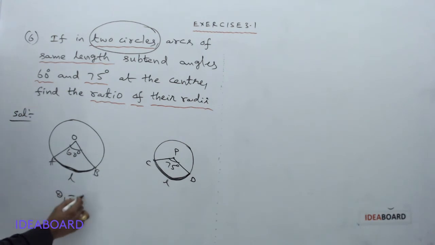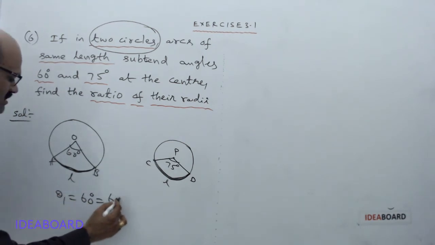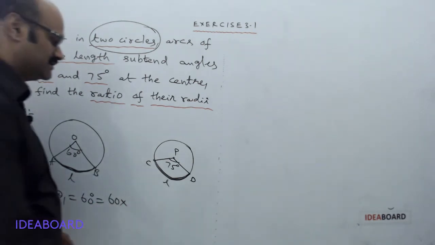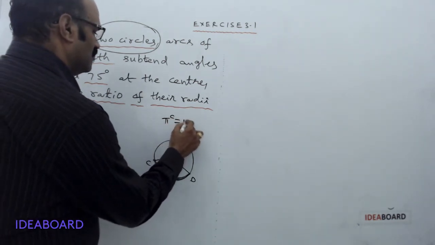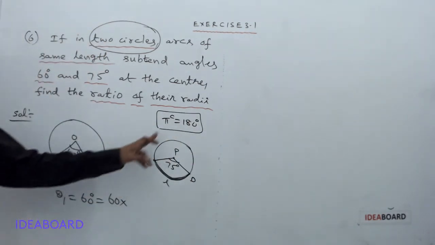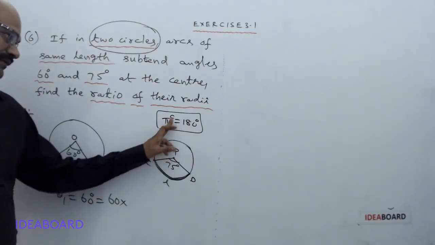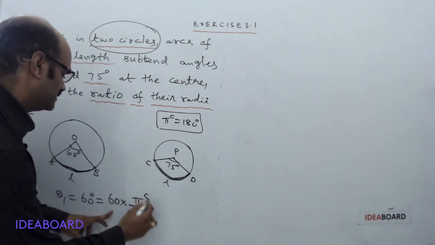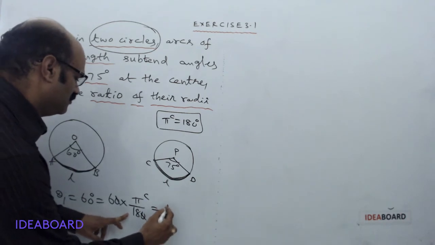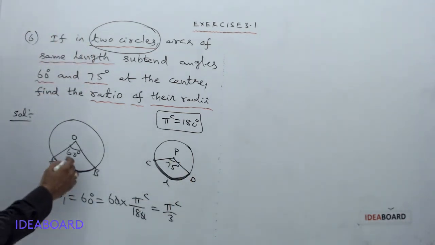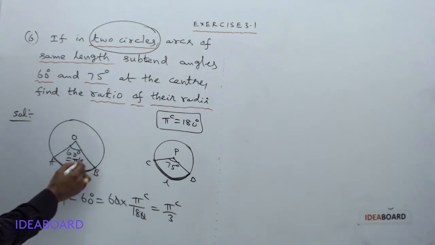Theta 1 equal to 60 degrees equal to 60 into, we know that 1 degree equal to pi by 180 radians, since pi radians equal to 180 degrees. So 60 into pi by 180 radians equal to pi by 3 radians. So 60 degrees means pi by 3 radians.